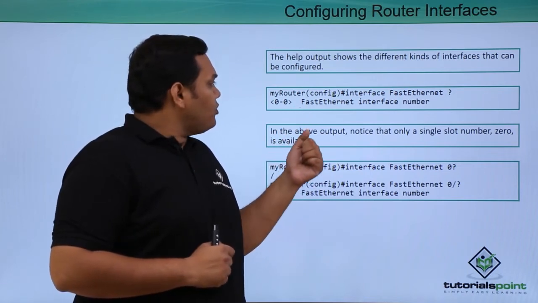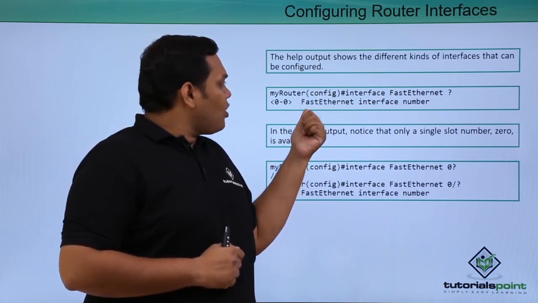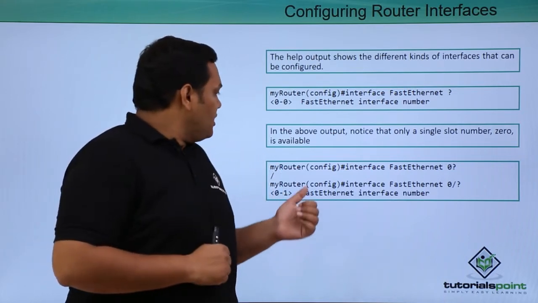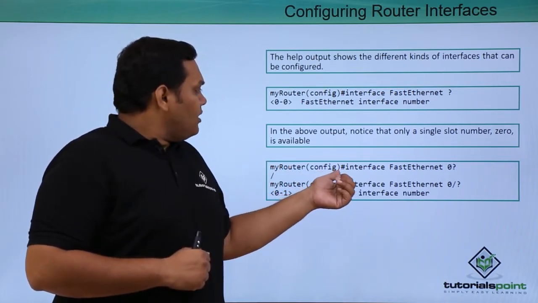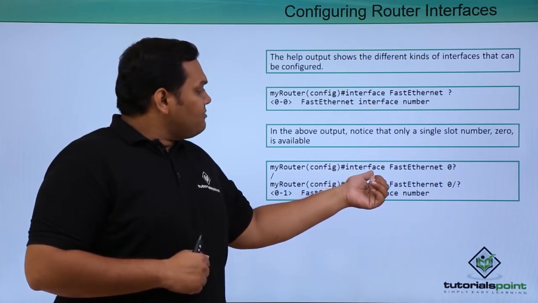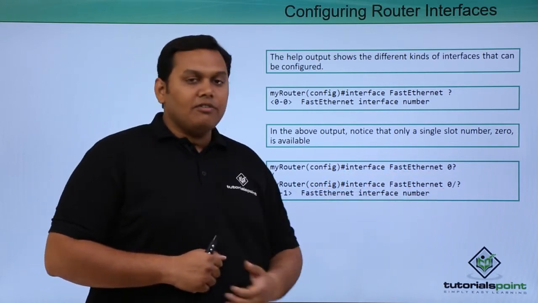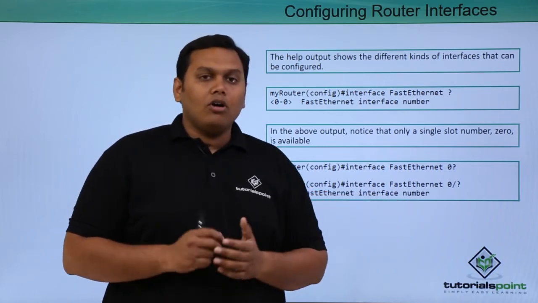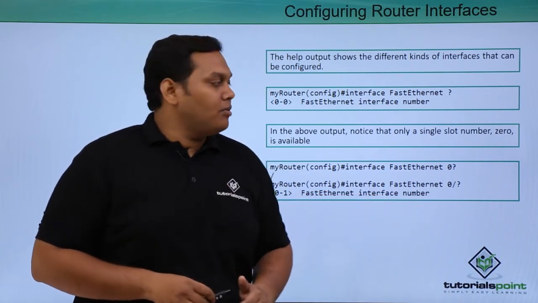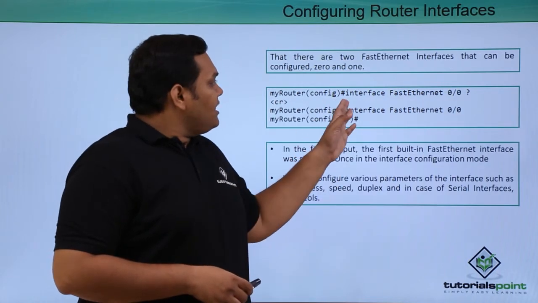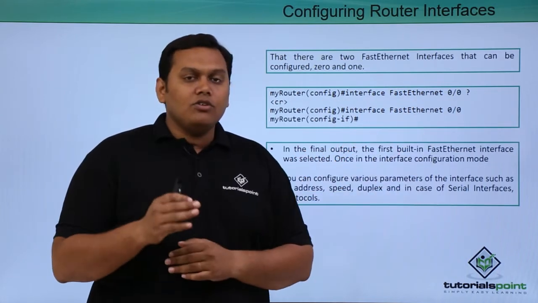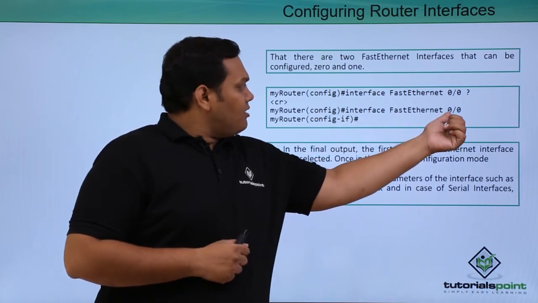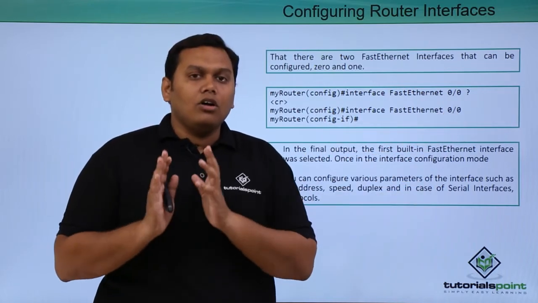In the above output you can see that there is only a single slot number, which is 0, available to configure the interface. In the same way, in configuration mode, if you type interface FastEthernet 0 with a number, it will show you how many FastEthernet interfaces are available. The same way, interface FastEthernet 0/0 question mark will show you whether 0/0 is available or not.